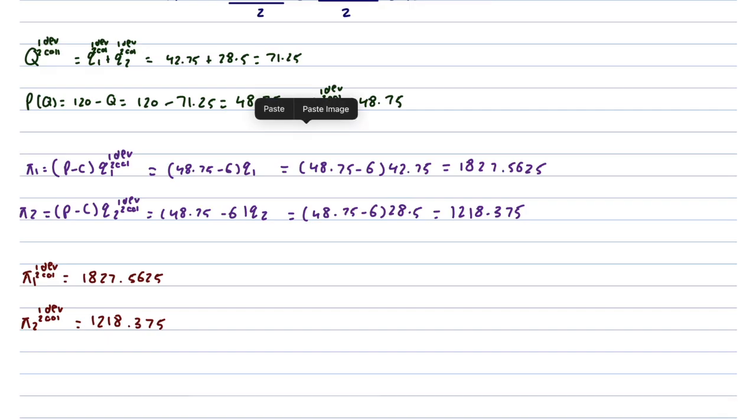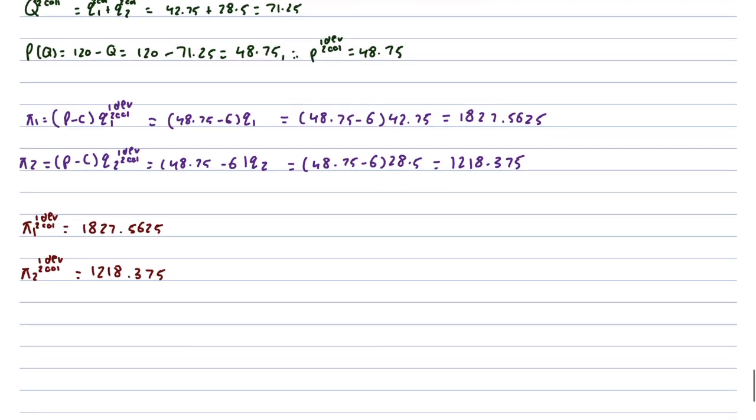If you can see, the profit of the first firm, the firm that deviates, is greater than the profit of the collusion, right? When firm 1 colludes, which was equal to 1,624.5. And we know that the profit of the firm who colludes, given that the other firm deviates, is going to be less than the profit in the collusion case, right?